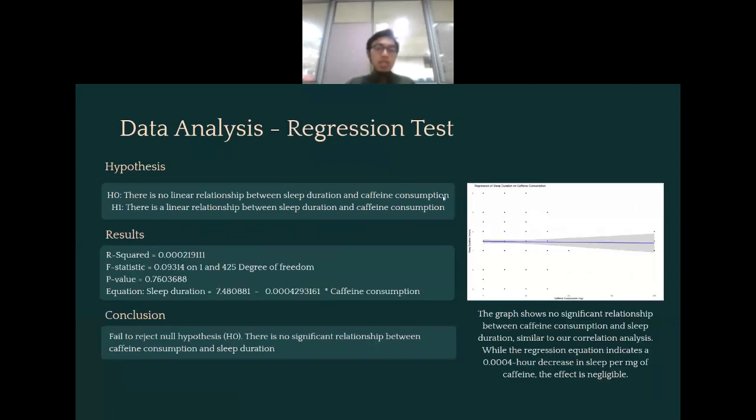Next, we do a regression test to see if there is a linear relationship between sleep duration and caffeine consumption. In this regression test, we want to see how caffeine will affect people's sleep time. Here we see the equation of the sleep duration: 7.48 minus 0.0004, which means every 1 milligram will decrease bedtime by 0.0004 hours, which is nearly nothing, right? So we can conclude that there is no significant relationship between caffeine consumption and sleep duration.